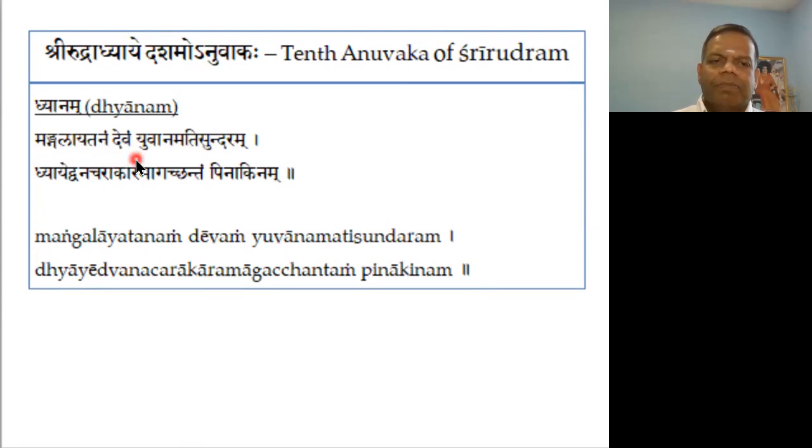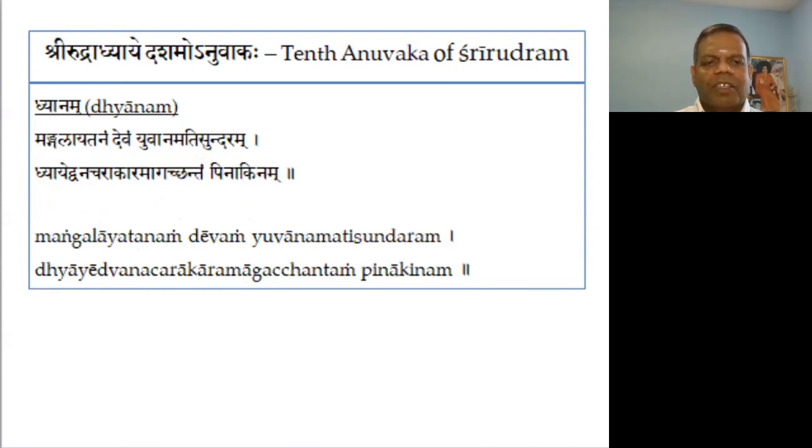Mangalayatanam Devam Yuvanam Ati Sundaram Dhyaye Vanacharakara Magachantam Pinaginam Mangalayatanam Devam Yuvanam Ati Sundaram Dhyayed Vanacharakara Magachantam Pinaginam Mangalayatanam Devam Yuvanam Ati Sundaram Dhyayed Vanacharakara Magachantam Pinaginam Mangalayatanam Devam Yuvanam Ati Sundaram Dhyayed Vanacharakara Magachantam Pinaginam.